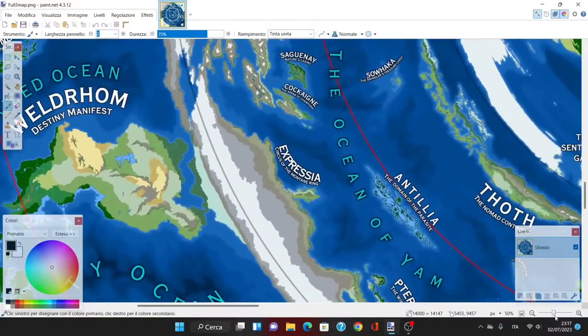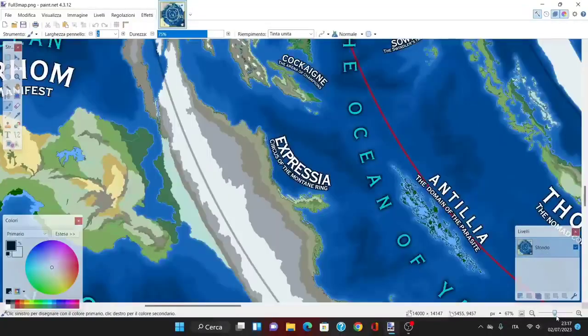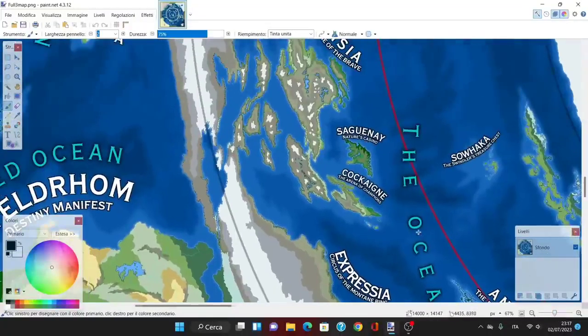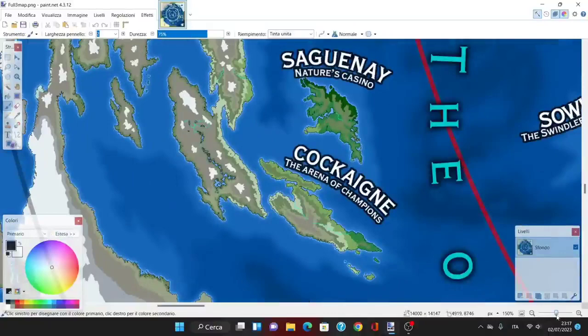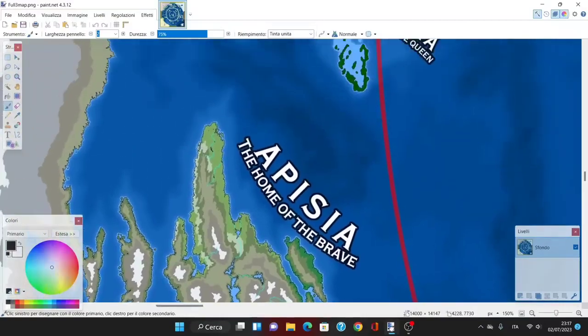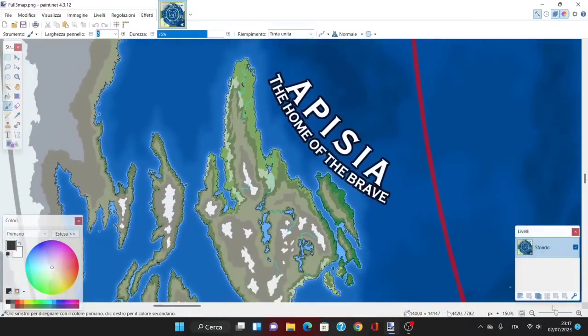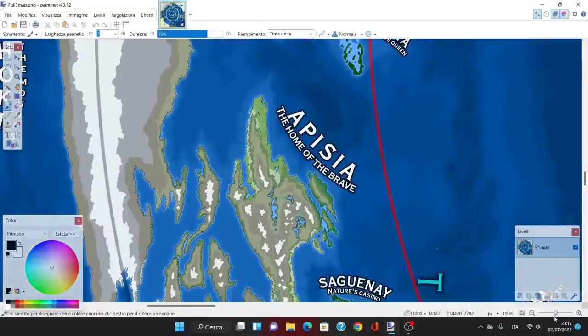Also, we have other places here that we didn't mention, like the Expressia continent, Circus of the Mountain Ring. So mountain, yeah, I suppose mountain. I'm going to pronounce it mountain, kind of like mountain, but a bit different. Then we have places like Cocaine, the Arena of Champions, Saguenay, Nature's Casino, all places we don't really know much about, and were briefly discussed on the original map, but we didn't really dwell on them so far.